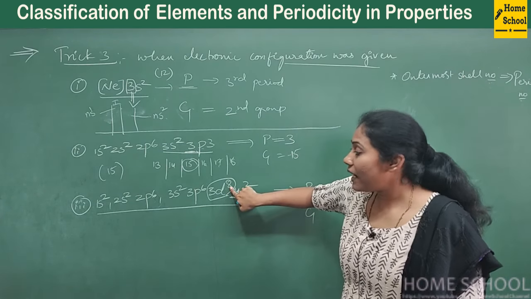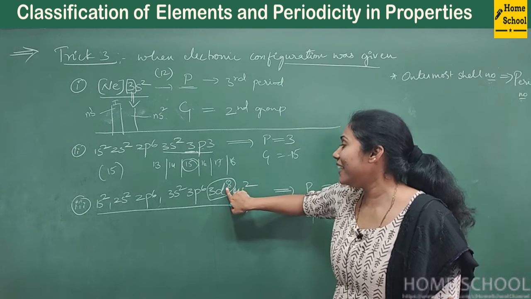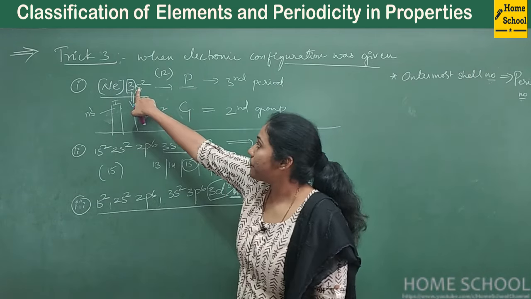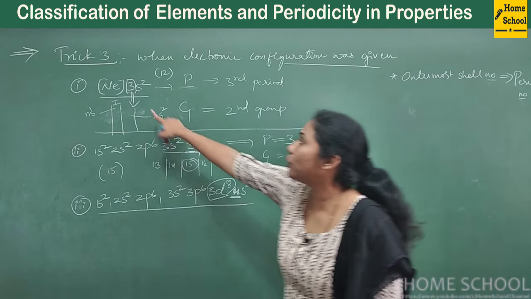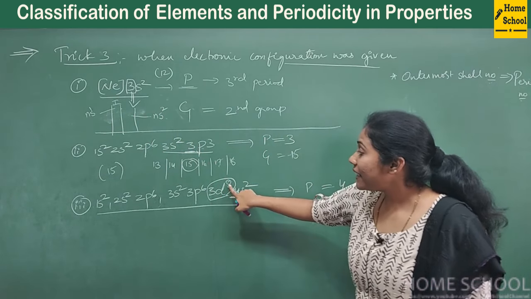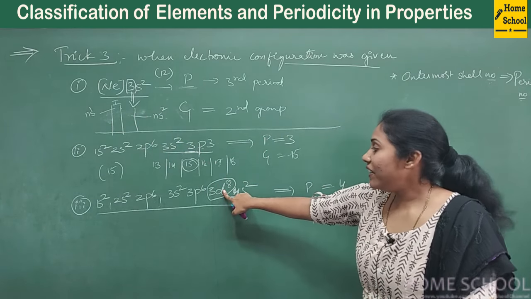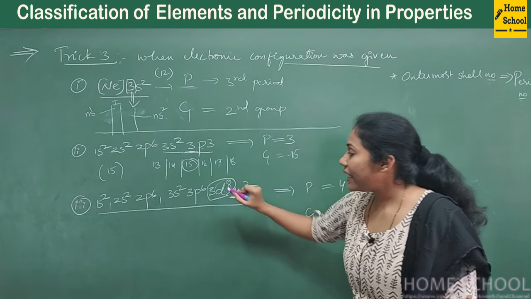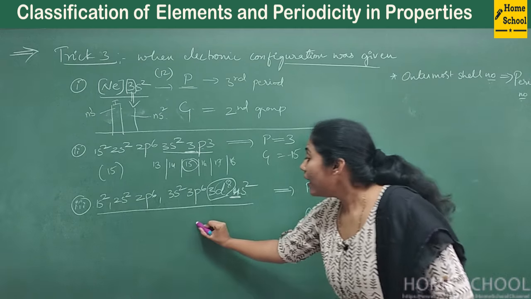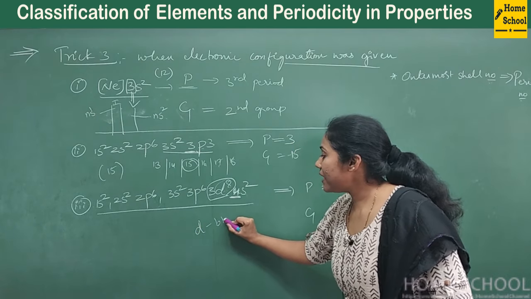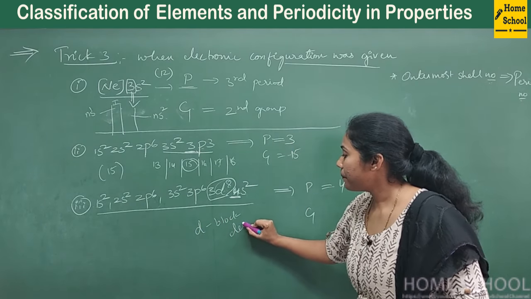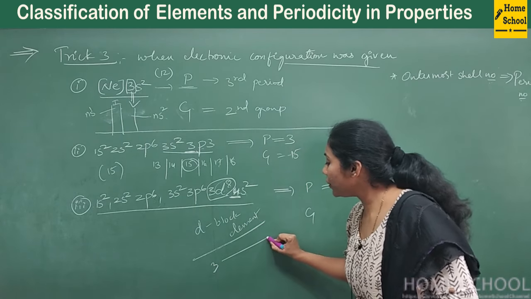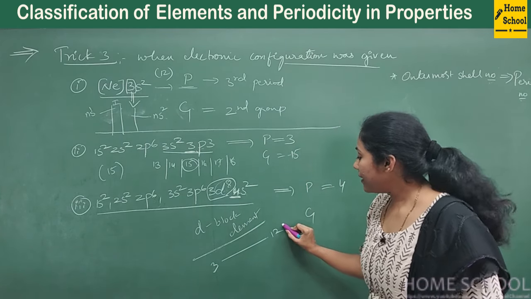If the d orbital is completely filled, if you observe 10 here, then definitely it is like a second group element, just like s orbital with 2 electrons, second group elements we decided that way. But here the d orbital is not having 10, it is incomplete. That means the last electrons are in the d orbital, so it is a d block element. d block elements will start from group 3 to 12.